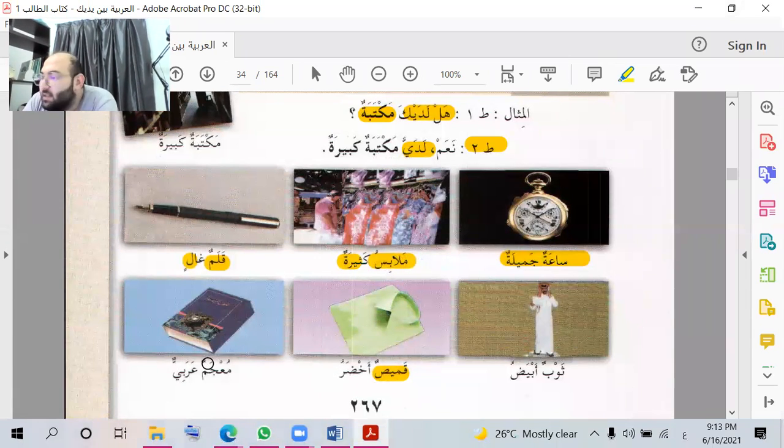ما شاء الله. Now أستاذ أمين, هل لديك معجم؟ معجم is a dictionary. نعم لدي معجم عربي. Is عربي here an adjective?